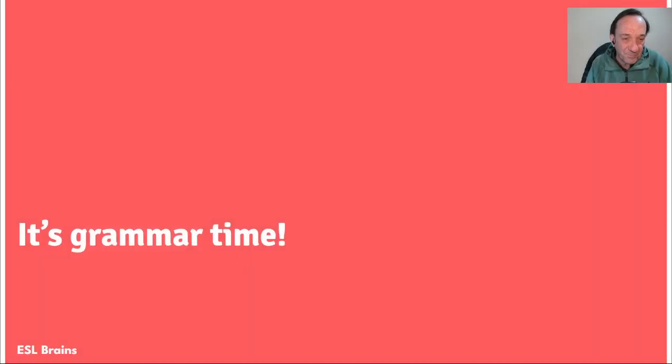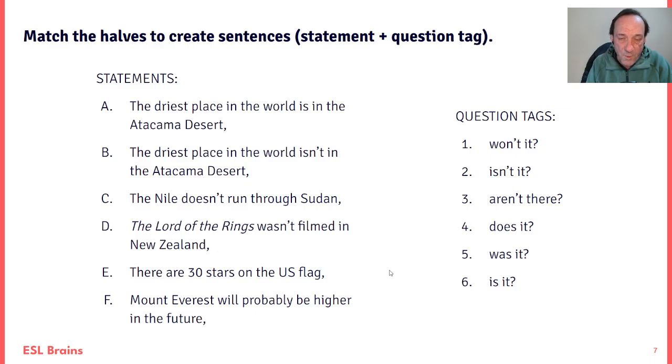Let's jump into it. And there's going to be a little quiz at the end. All right, here we go. So we've got the question tags on the right here. Won't it? Isn't it? Aren't there? Does it? Was it? Or is it? Match the halves to create sentences. Statement plus question tag. So I want you to pause the video, have a look, try to work out the correct answers, and we'll go through the answers.